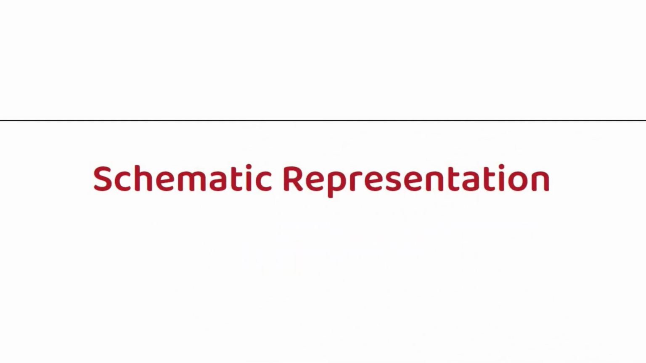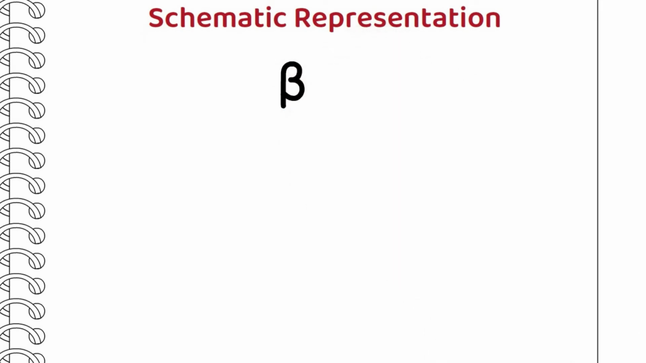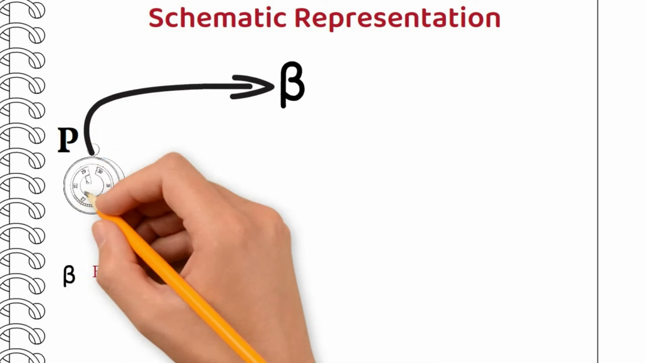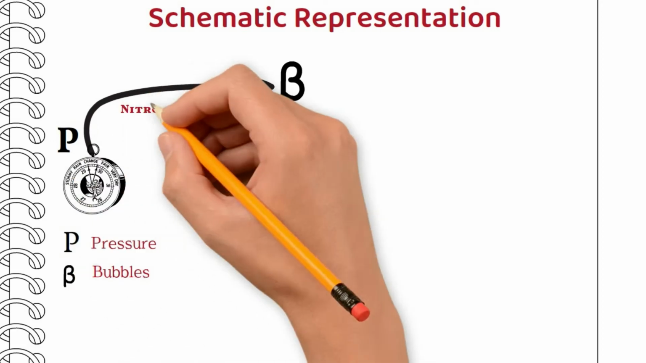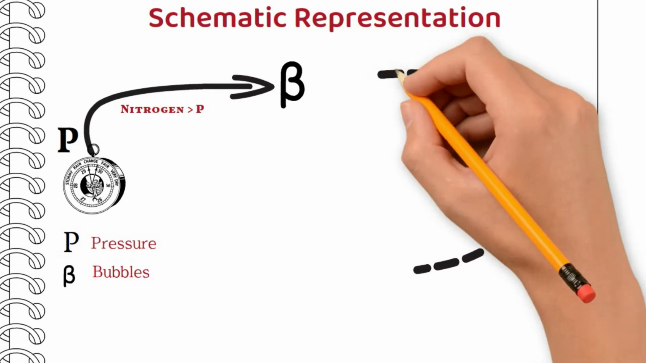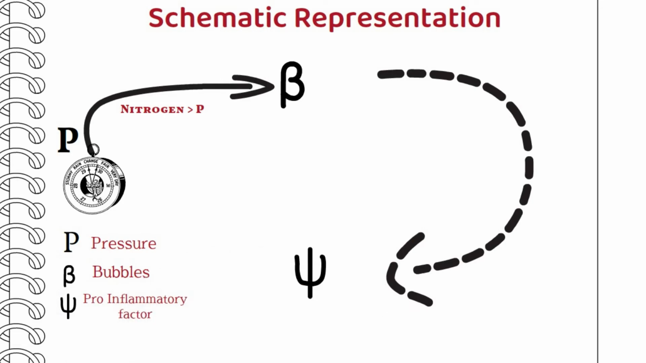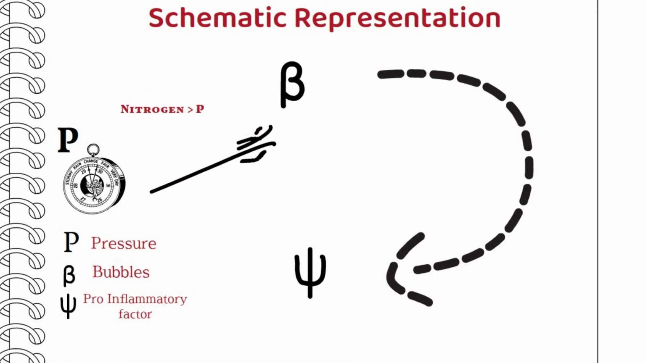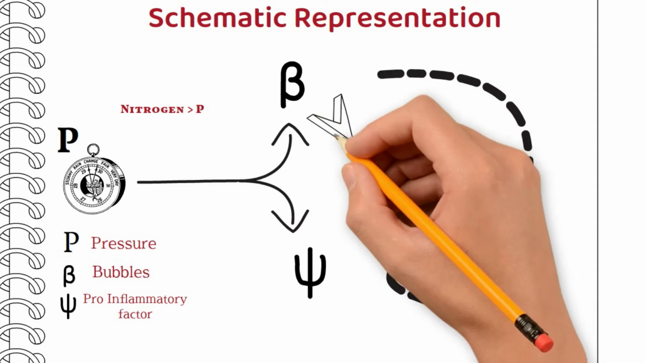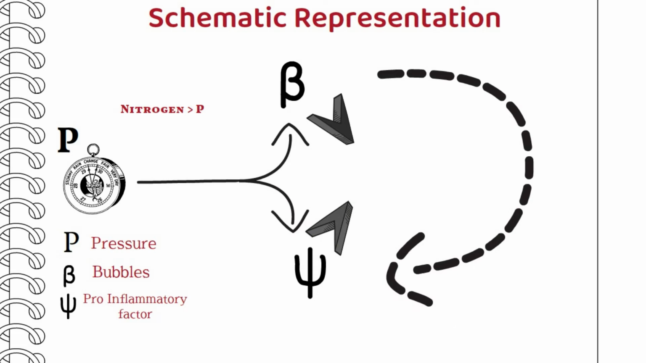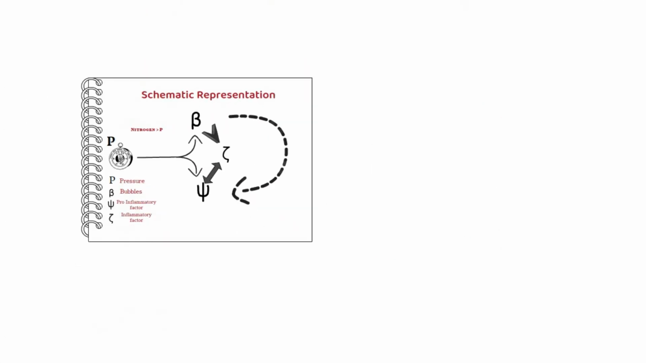They identified that the formation of bubbles, beta, is initially triggered by nitrogen pressure, ρ, rising above barometric pressure. This formation of bubbles causes the increase of a pro-inflammatory factor, psi. The pro-inflammatory factor can also be stimulated by inert gas pressure. The simultaneous presence of bubbles and pro-inflammatory factor stimulates an inflammatory factor, zeta. The inflammatory factor also stimulates the production of the pro-inflammatory factor.